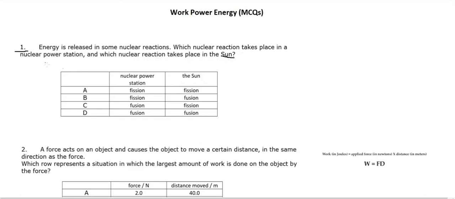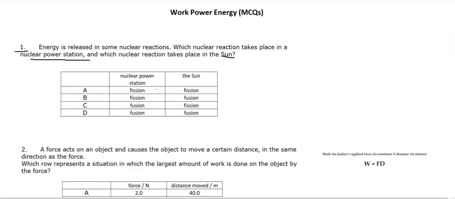So we know that nuclear reactions are of two types. The first is nuclear fission, and the second one is called nuclear fusion. Fusion is a kind of nuclear reaction where lighter nuclei combine and form a heavier nucleus, and fission is the one where a heavier nucleus splits and forms lighter nuclei.